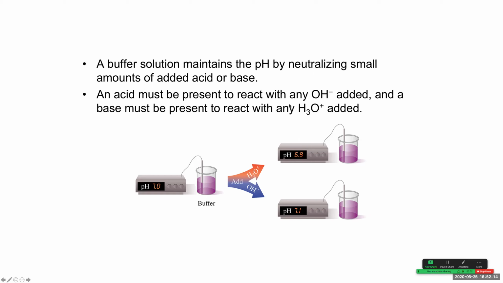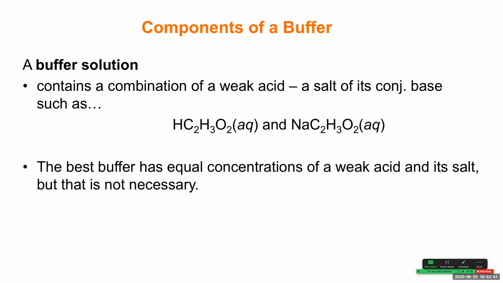So an acid must be present to react with any added base, for example, hydroxide. That's where the acid comes in your buffer. And a base must be present to react with any added acid, which is hydronium ion. The base is the conjugate base of the acid. Now, not any acid and conjugate base work. There has to be a weak acid and a salt of its conjugate base.